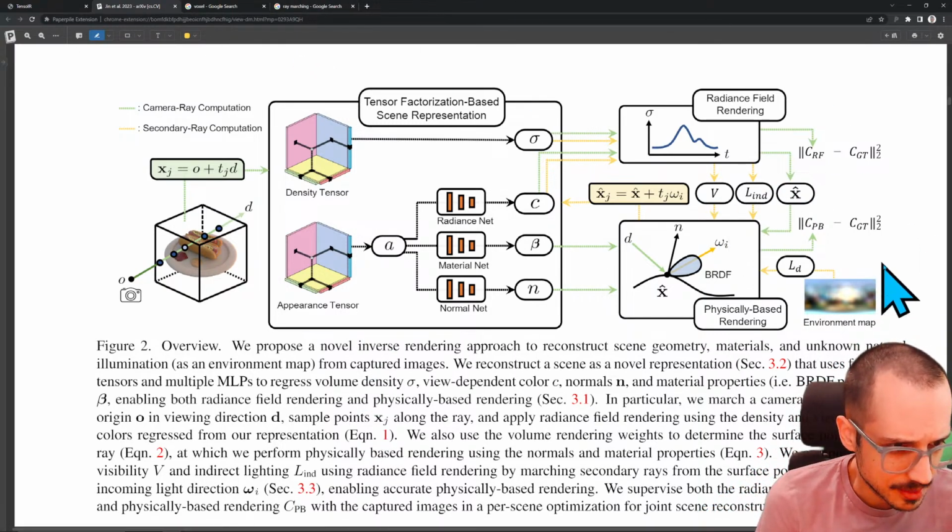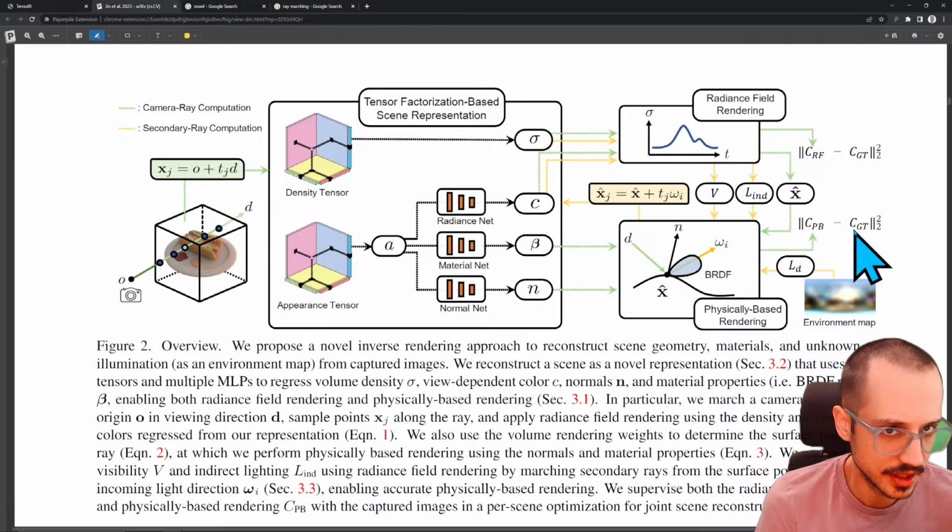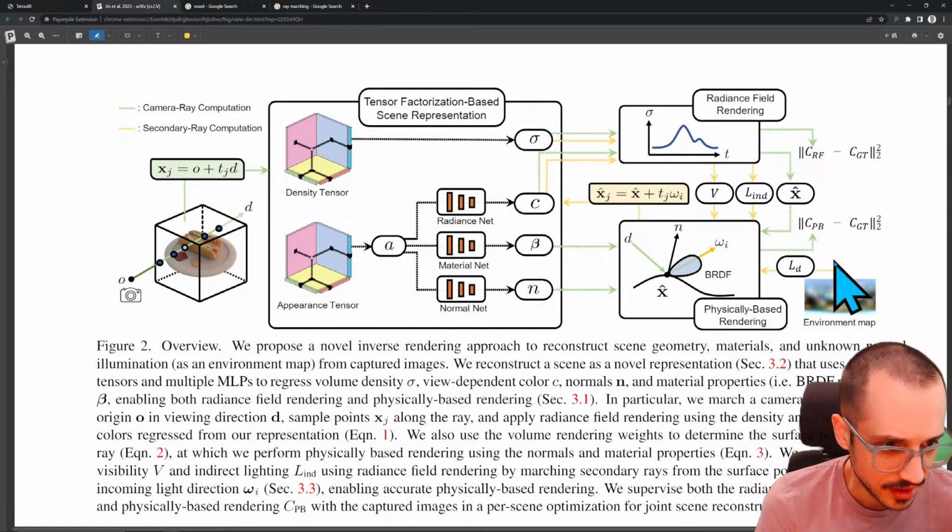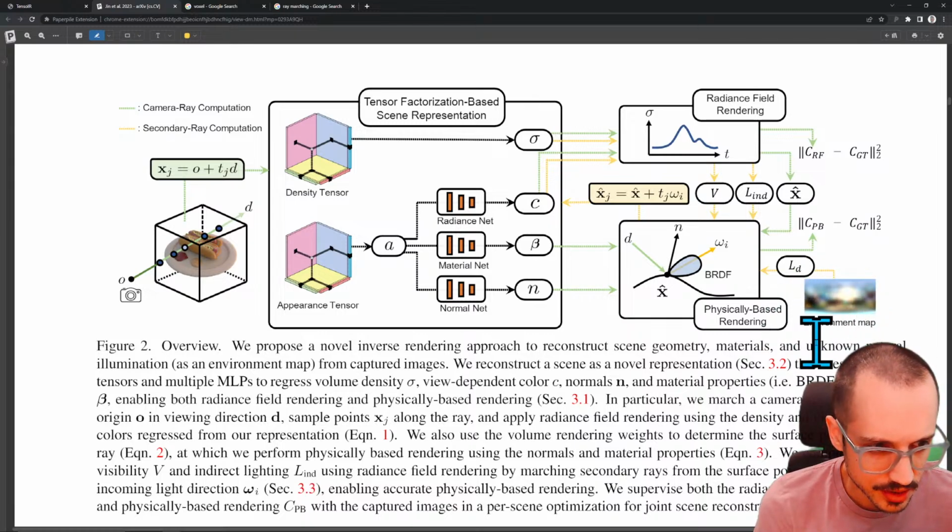Down here you have a similar kind of loss. You have CPB, so I guess this is the color for physically based rendering, and that's also using the color from the ground truth. So the difference between those, also L2 loss. We don't know what LD is. It's coming from an environment map here, so I don't know. We'll see what exactly this is. But you have here one loss, here a second loss, here a third loss, LD, and then there seems to be a loss here as well, LIND. So there's some kind of loss between the radiance field rendering and the physically based rendering, and then I don't know what V is. It will probably tell us what V is.